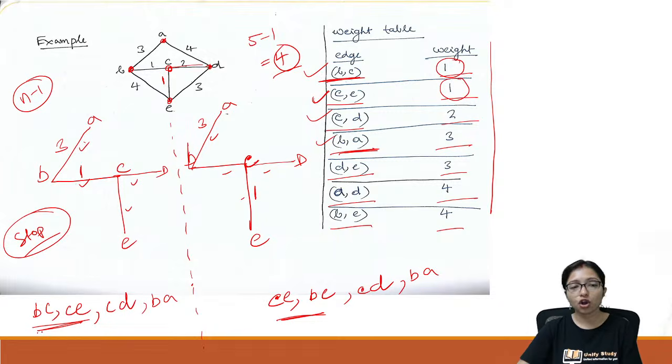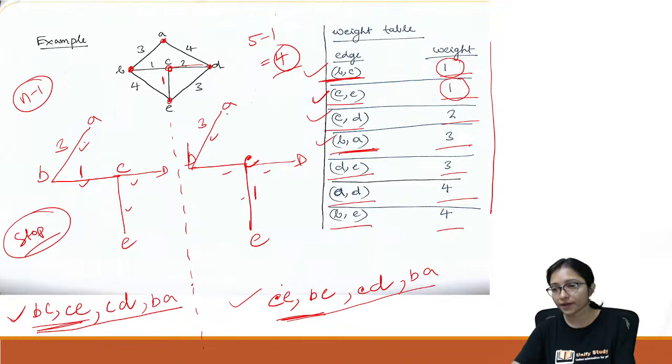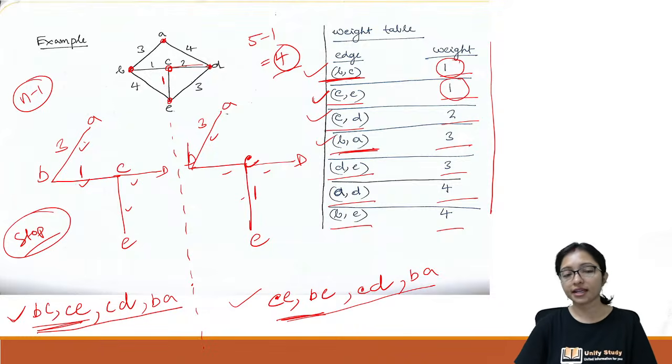And this is your order. If in the option this one is given, that is also correct. If in the option this one is given, that is also correct. Both are correct answers here. Okay. BC, CE.